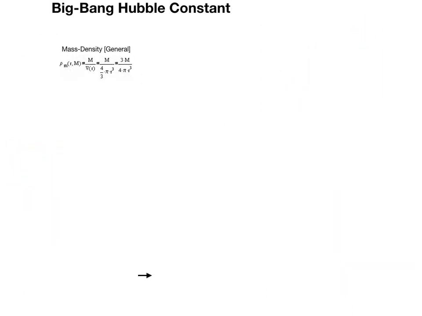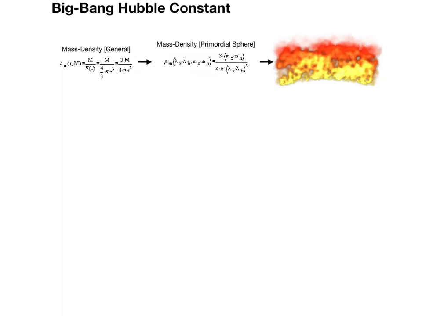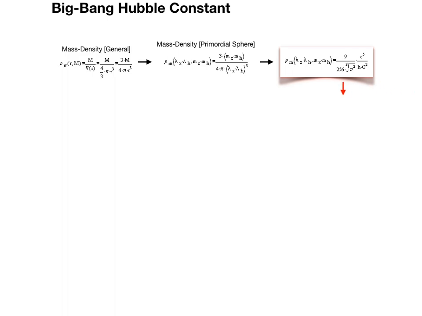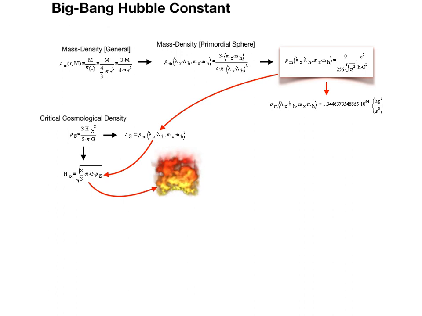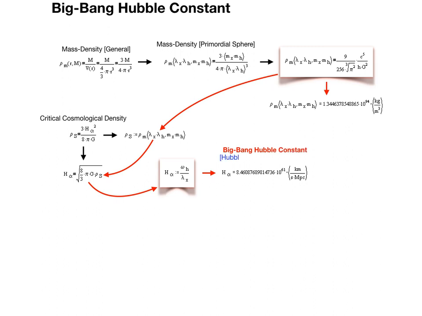Now that we have the physical dimensions of our primordial sphere, we can achieve our second objective. That is, to calculate the Big Bang Hubble constant. Once again, the actual mathematical process to obtain our goal is exceedingly simple. As before, it is a simple case of algebraic substitutions. However, in this case, we need to realize that the critical cosmological density at the instant of the Big Bang must have equaled the mass density of our primordial sphere.